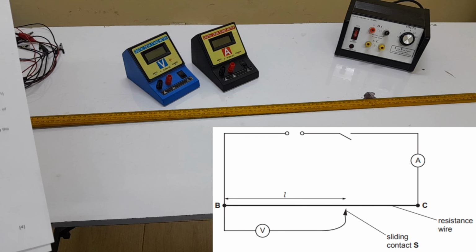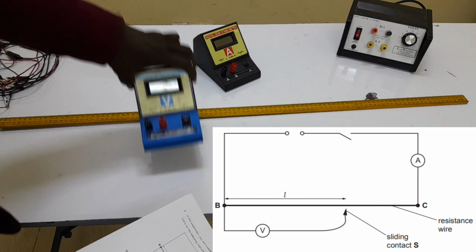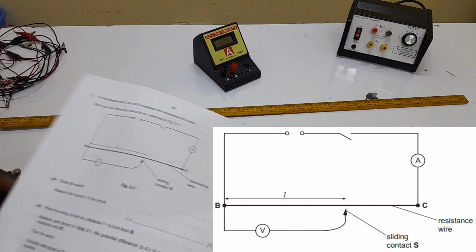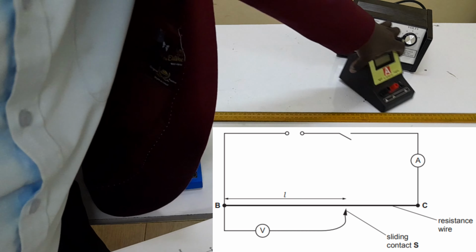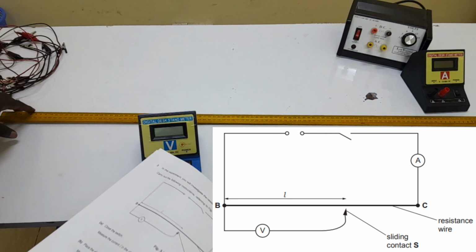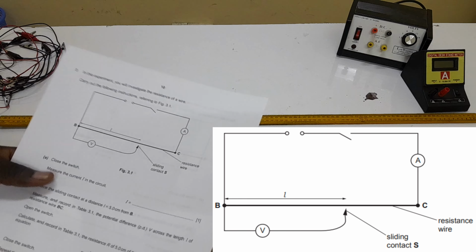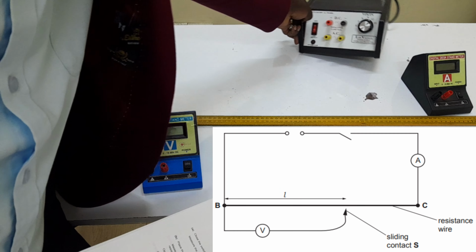So this is the resistance wire. The voltmeter should be somewhere here. The ammeter should be somewhere here. You need to arrange them the way they're supposed to be, the way they're appearing on the diagram, to make your work easier. The power supply is here.